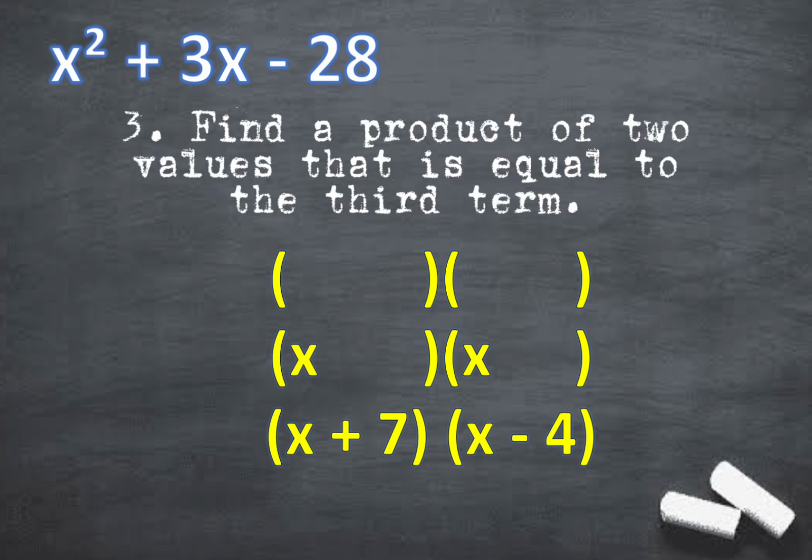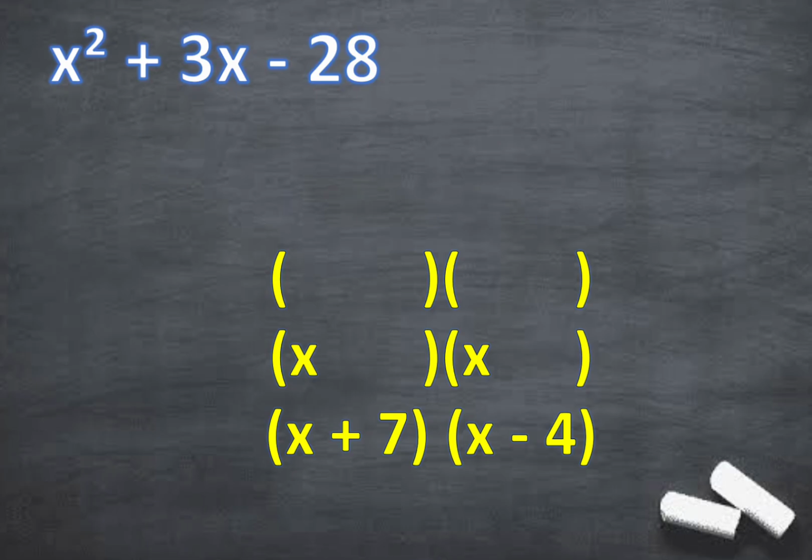Number 3, find a product of 2 values that is equal to the third term in the expression being factored that when added equals the coefficient of the second term in the equation. Write each value as the second term in each binomial with the appropriate sign. Let us analyze this example. X squared plus 3x minus 28.